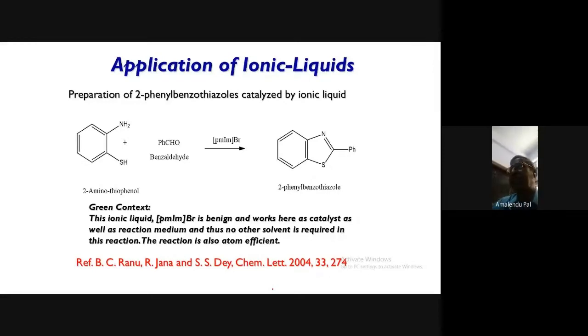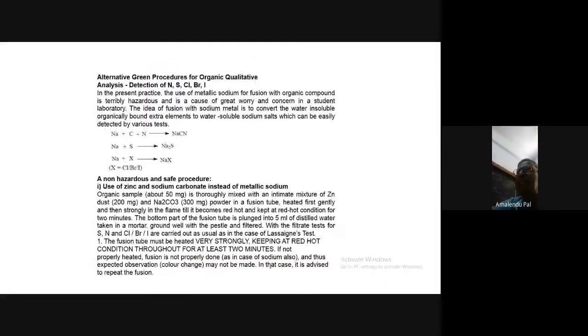Although I have all these things, even that in this paper you can get the details of preparations. So I'm just showing the application point of view in our lab. Now we are coming to a little bit of a deviation from that, what we do in our lab: organic qualitative analysis. We are doing this thing in our lab still today.